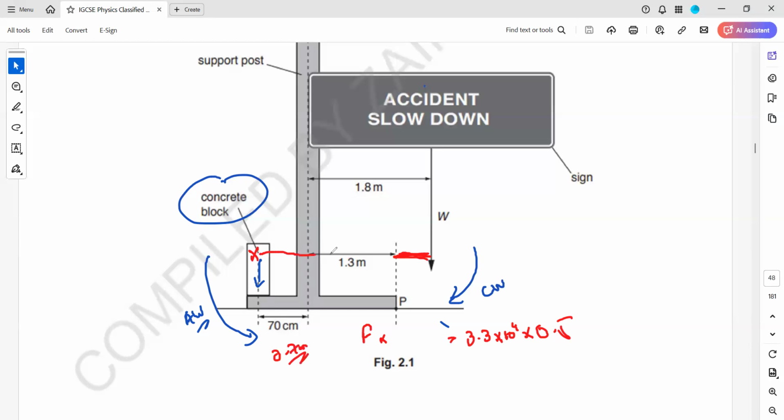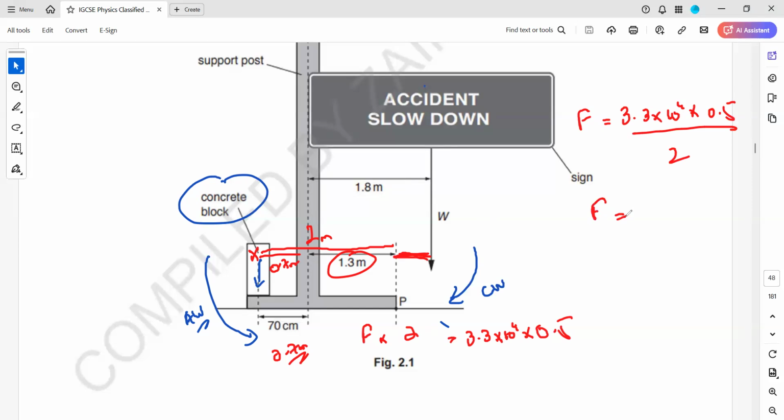What is this total distance? Good, that's equal to 2 meters. How we worked it out: 1.3 here and 0.7 meters here, so the sum will be 2 meters. So here we'll write F times 2. The total clockwise turning effect will be balanced with the anti-clockwise turning effect. So this 2 is multiplied on one side, on the other side it will be divided. So we'll get 3.3 exponent 4 times 0.5 divided by 2.